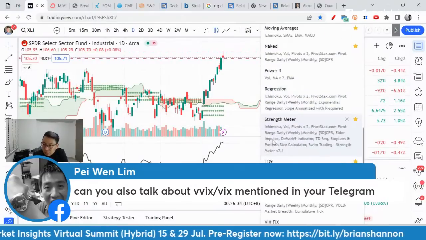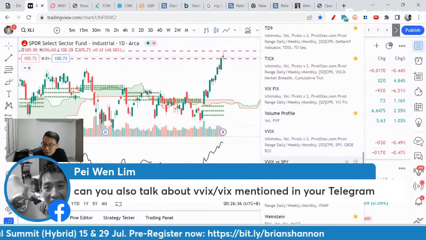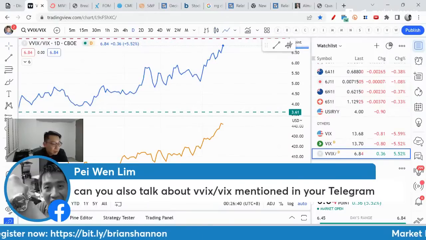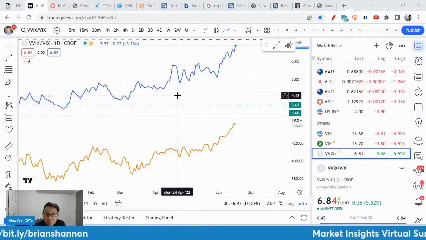Okay, so this is the VVIX over SPY over here. I can just go to the line chart over here. So this is the VVIX over VIX ratio over here.